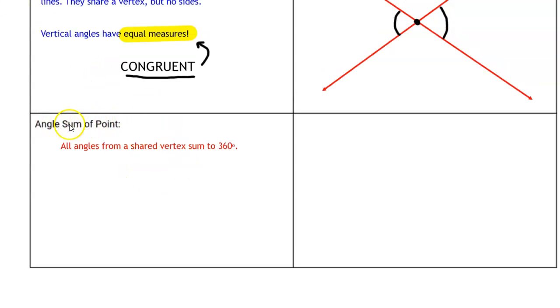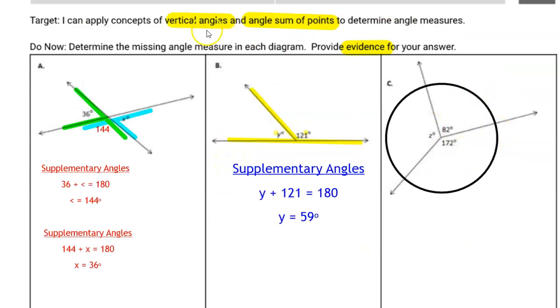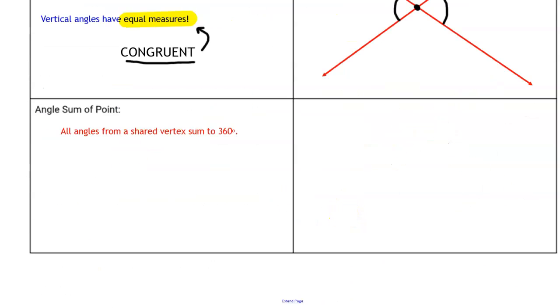Here's that definition for angle sum of points. All angles from a shared vertex sum to 360 degrees. In order to envision this all angles from a shared vertex concept, let's go back up to the do now for a second. We can see that all of these angles, the z, the 82, and the 172, are all coming from this same shared vertex. Since all of these three angles share a vertex, they're considered to be coming from one point, and the sum of all three of these angles should be 360 degrees. Here's the diagram.